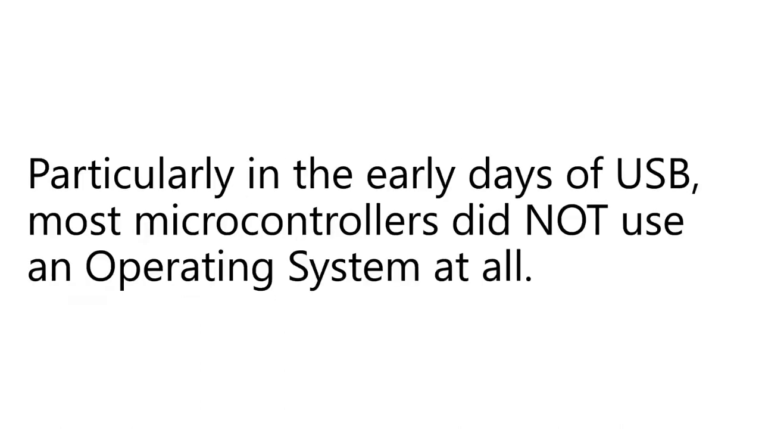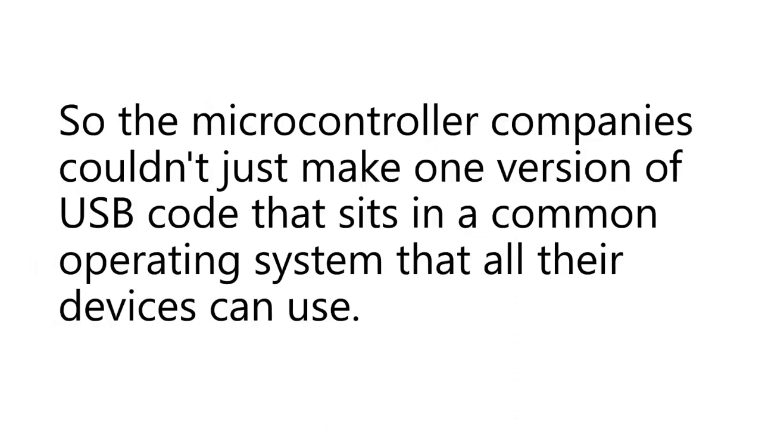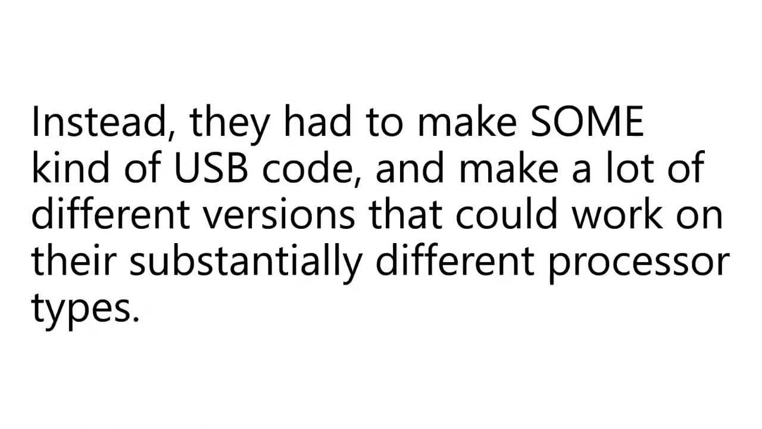Particularly in the early days of USB, most microcontrollers did not use an operating system at all. Many of the most popular micros that are big enough to use USB didn't have enough program storage memory to contain an operating system. So the microcontroller companies couldn't just make one version of USB code that sits in a common operating system that all devices use. Instead, they had to make some kind of USB code and make a lot of different versions that could work in their substantially different processor types.